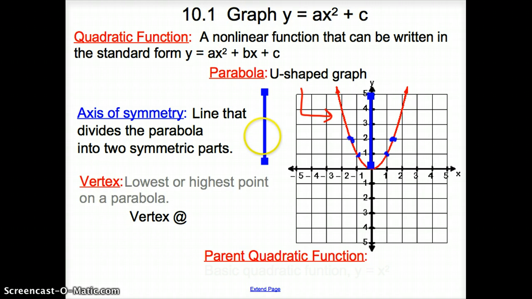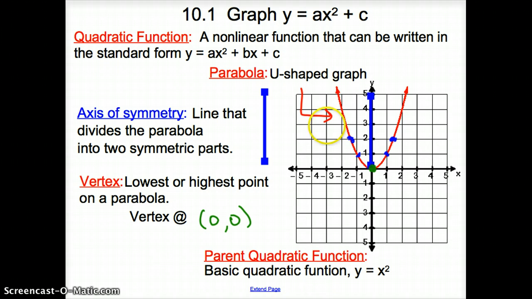The vertex is the lowest or highest point on the parabola. Here we have a vertex at, I'm going to put it in green, 0, 0. And there is our vertex. Our vertex is at 0, 0. And lastly, we have a parent function. The definition of a parent function is the basic quadratic function y equals x squared, which we're going to graph next.